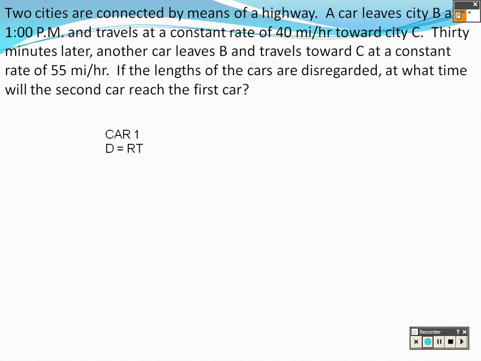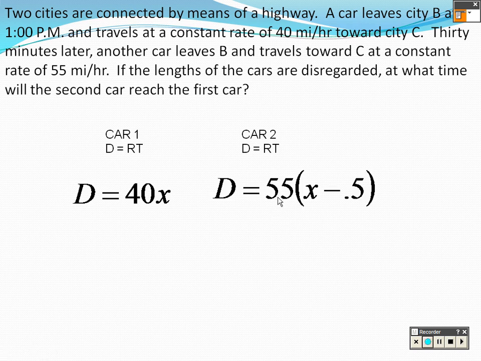Okay, well, car 1 is d equals rt. Car 2 is d equals rt. They're both going the same distance, so keep this in mind. So the distance of the first car is going at 40 miles per hour, and we don't know the time, x. The second car is going at 55 miles per hour, but it's going at a half hour less, right?